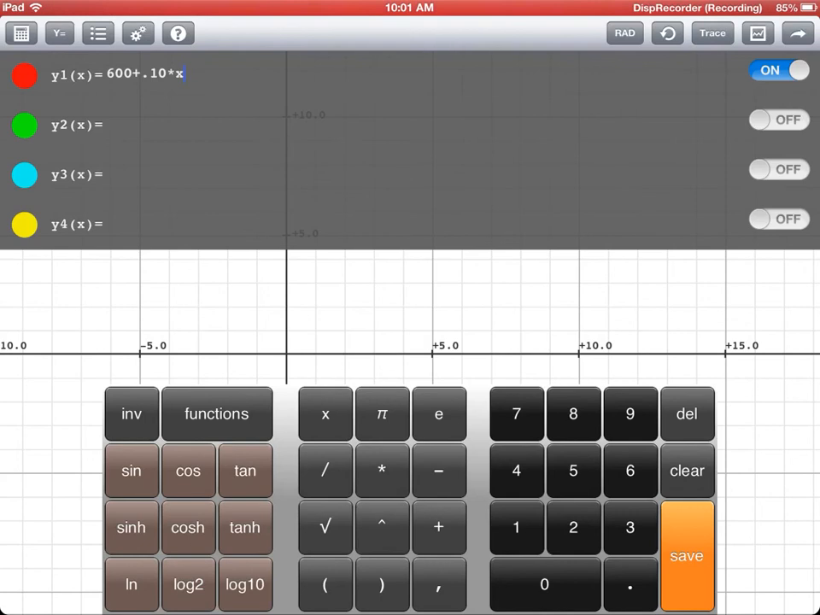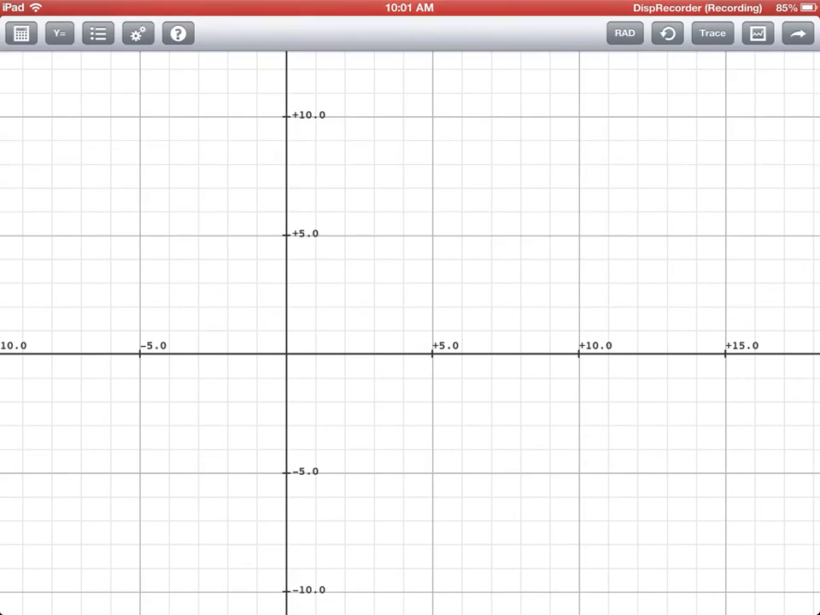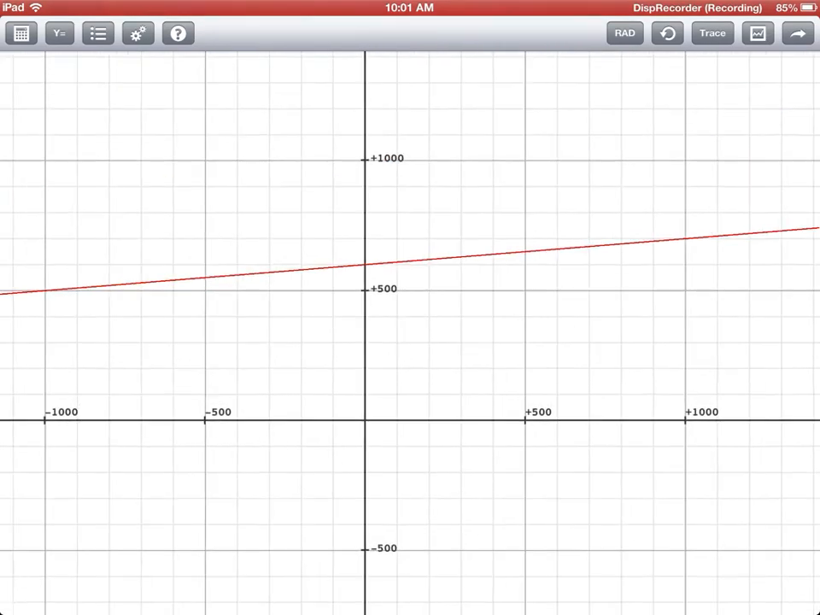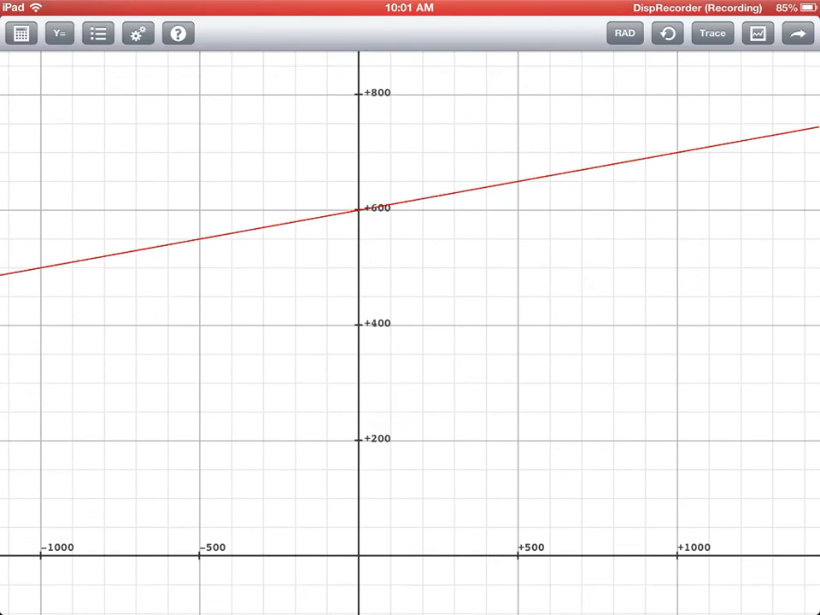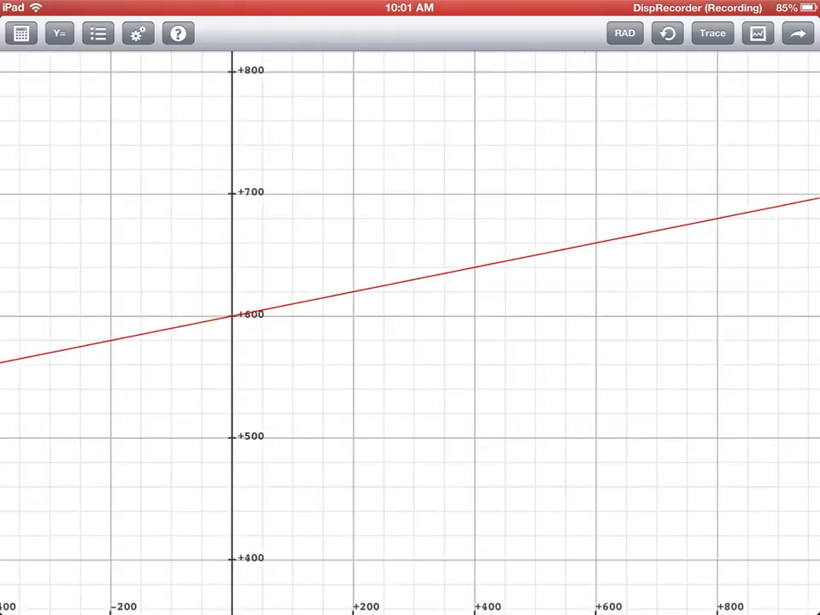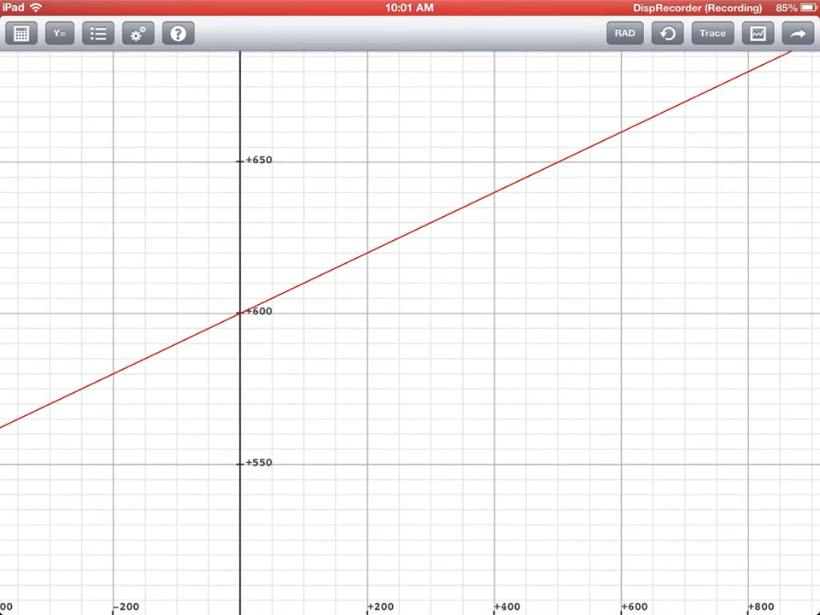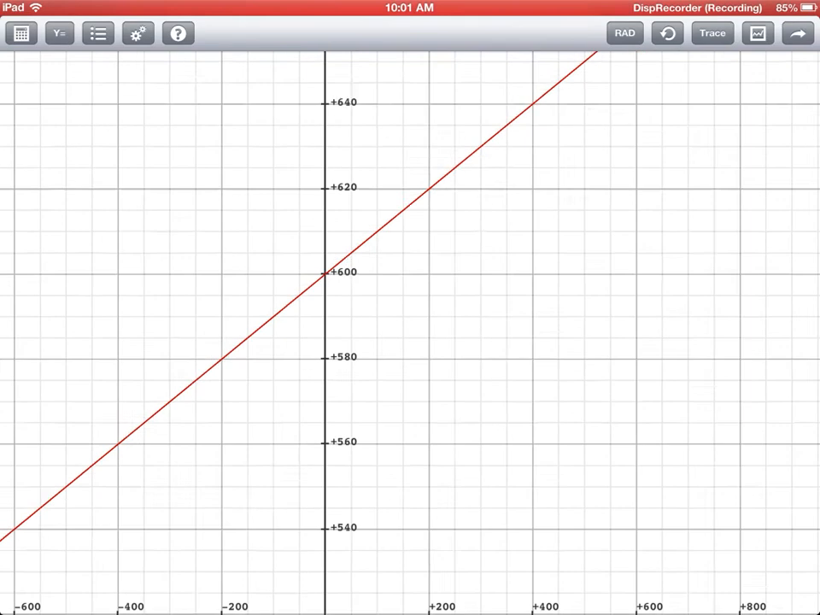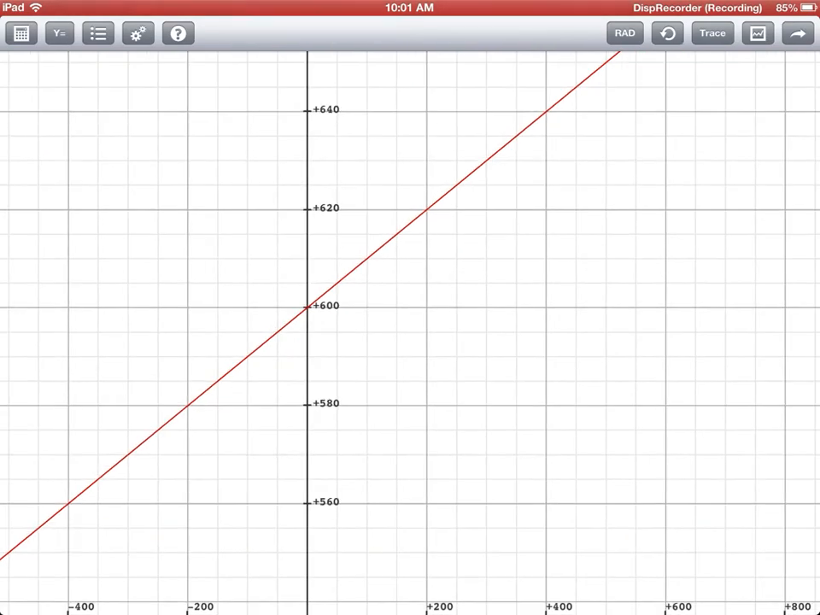In the lower right corner, you can press save. And you may not see anything, so if you pinch your screen and zoom out, we can see that this is a straight line. And I'm just zooming to create maybe a better picture.